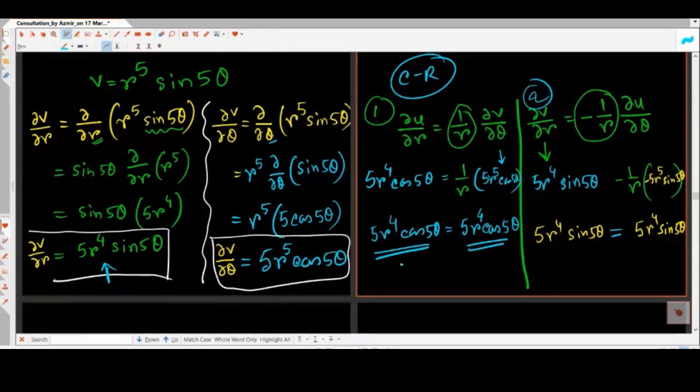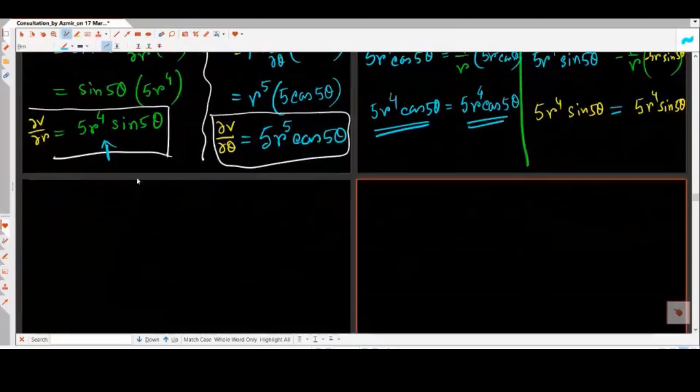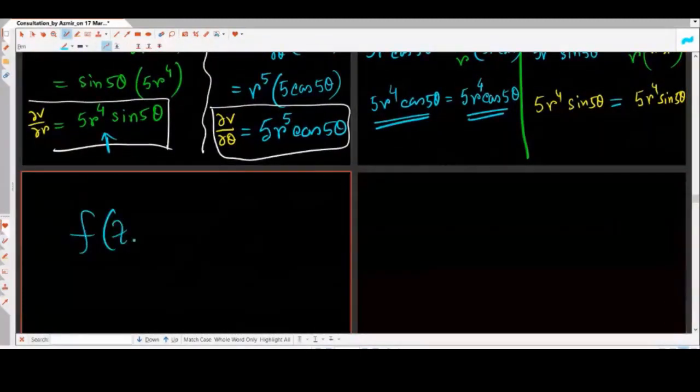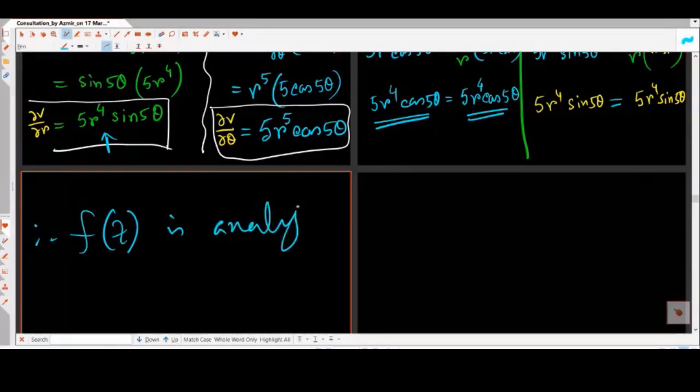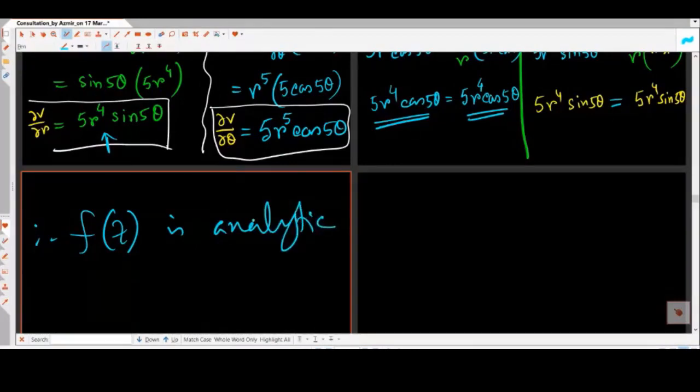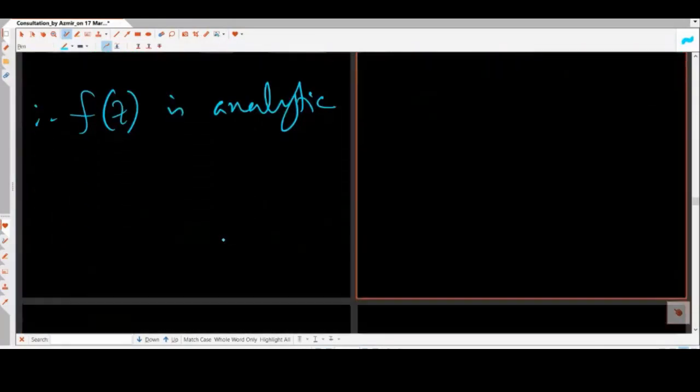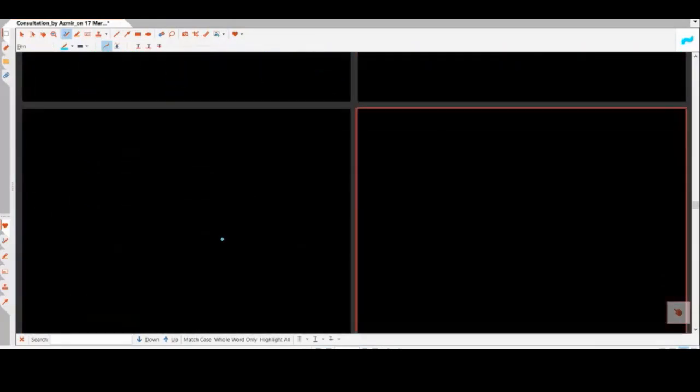So finally we can say that the function f of z is analytic. So this is how we can check whether a function is analytic or not.